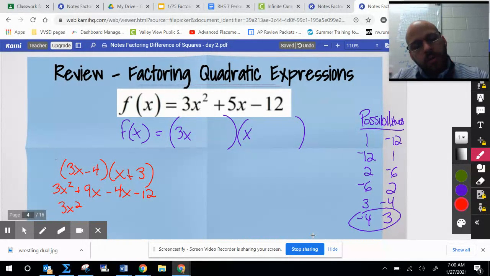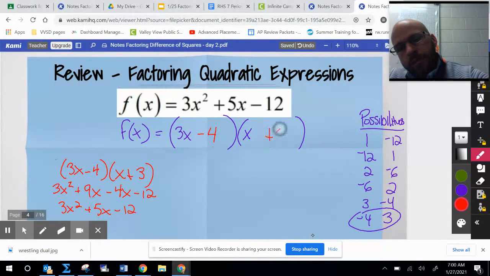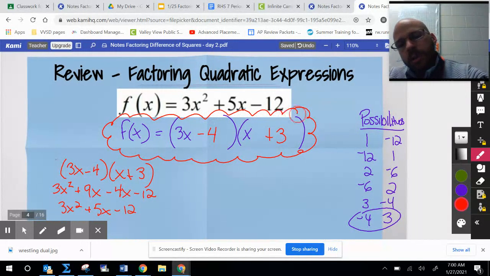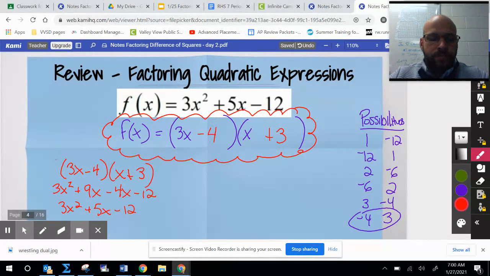If you combine those middle terms, I get a 5x. And that's actually what I wanted. So lucky me, I did pick the right one first. So this would be a 3x minus 4 and x plus 3. If you don't pick the right one first, just keep checking until you do get the right factors.